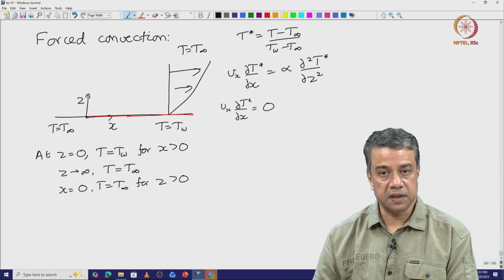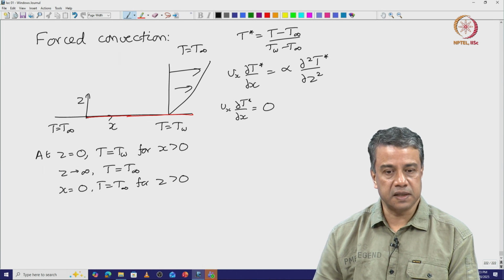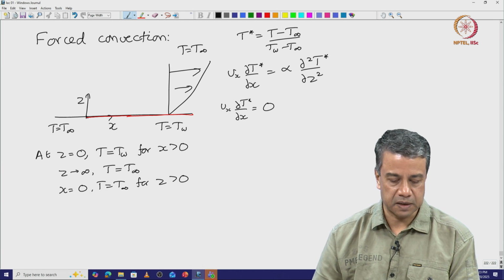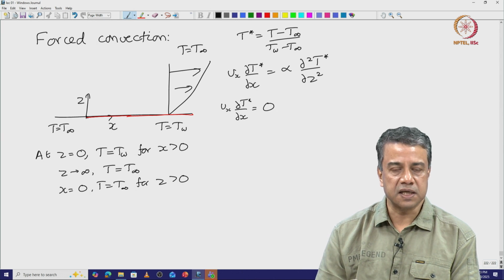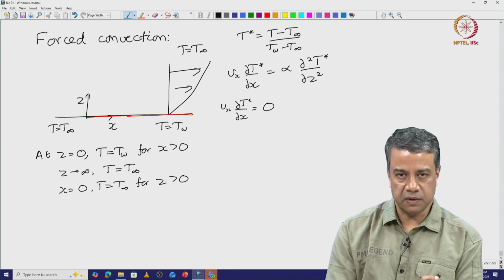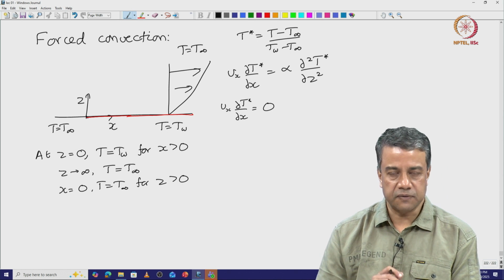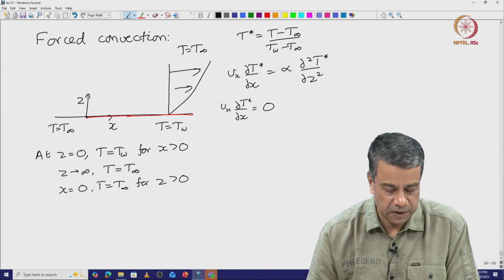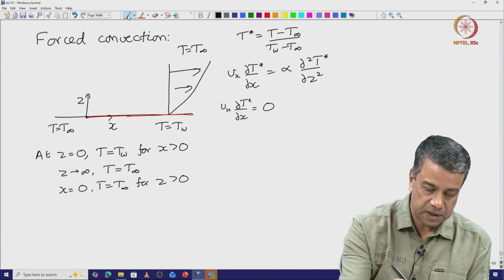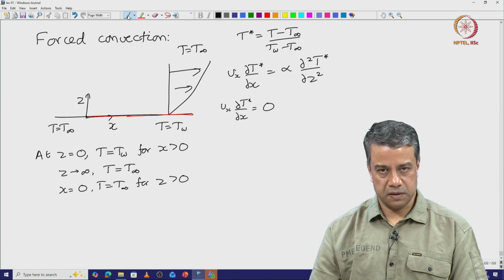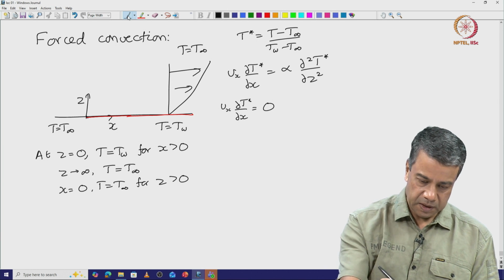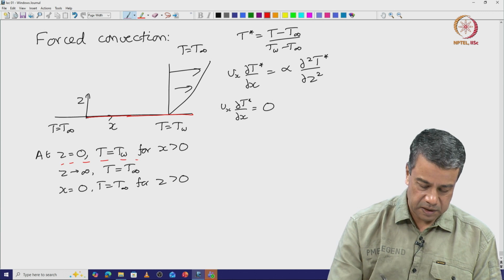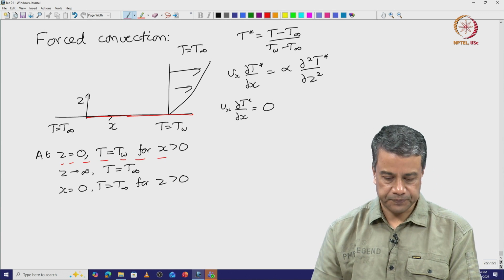So, if we just postulate that partial T by partial x is equal to 0 throughout, then it basically tells you that the temperature is a constant throughout the domain. The temperature in the fluid in the heated section is the same as the temperature before the fluid contacted the heated section. Therefore, there is no effect of the wall on the temperature field in the fluid. So, that is the result that we get. And that clearly does not satisfy the boundary condition that T is equal to T w at the wall.